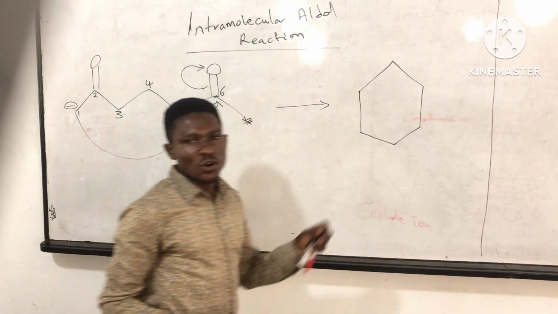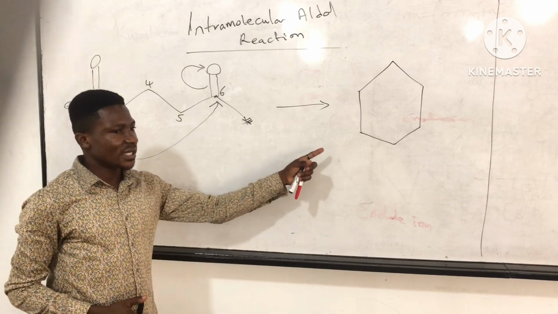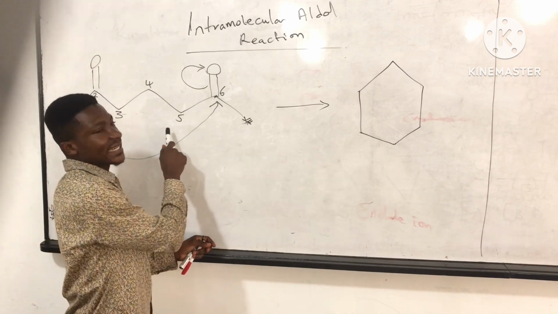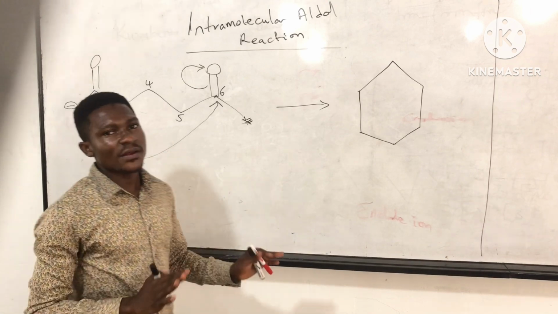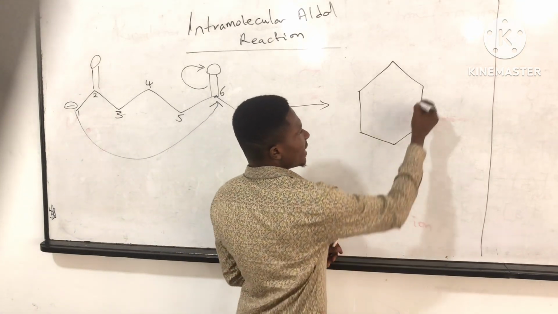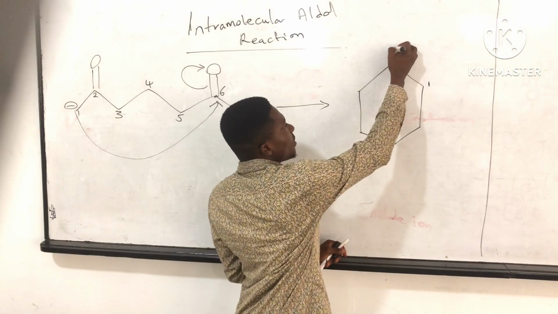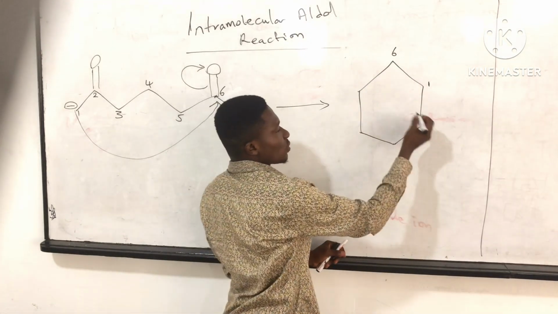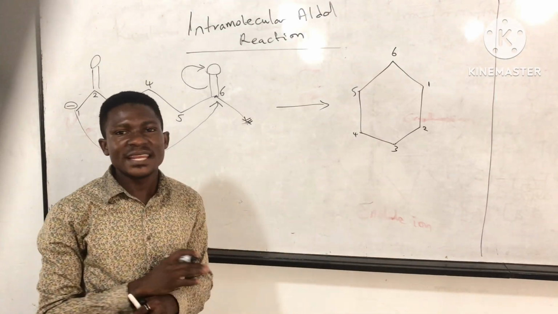Now after drawing your hexagon, you can decide to number the carbons within it so that anytime you want to add the substituents to it, it will be simple and easy for you. You can number it from anywhere, there is no specific restriction. So I decide to label here as my carbon 1 and here as my carbon 6, which means automatically here will be 2, 3, 4, and 5. You can decide to number anyhow.